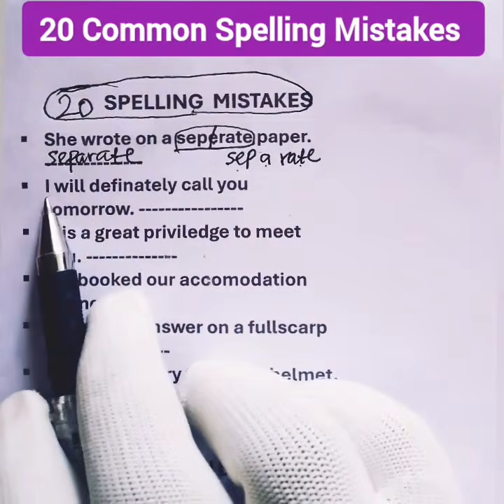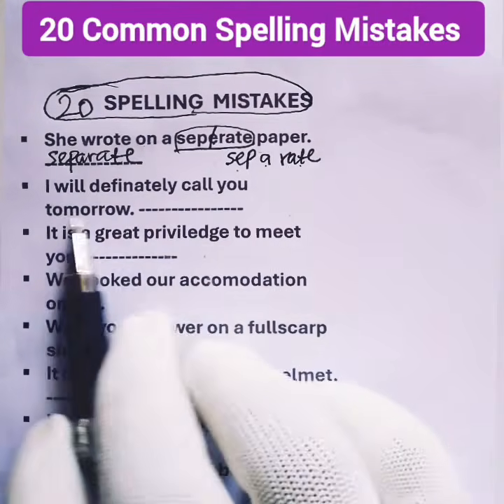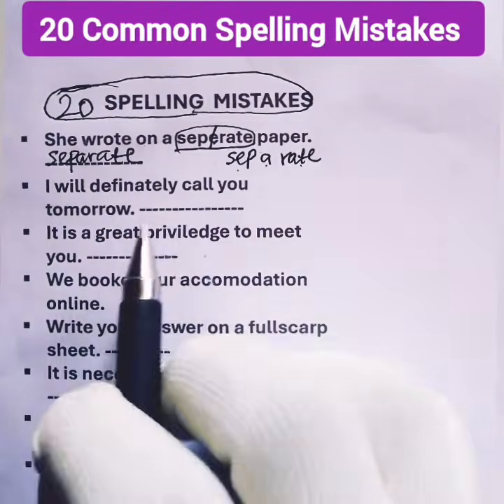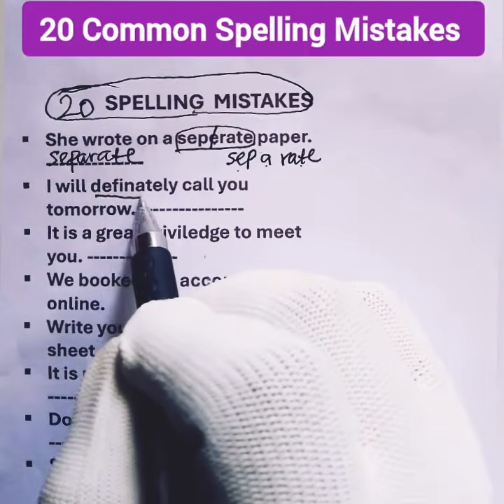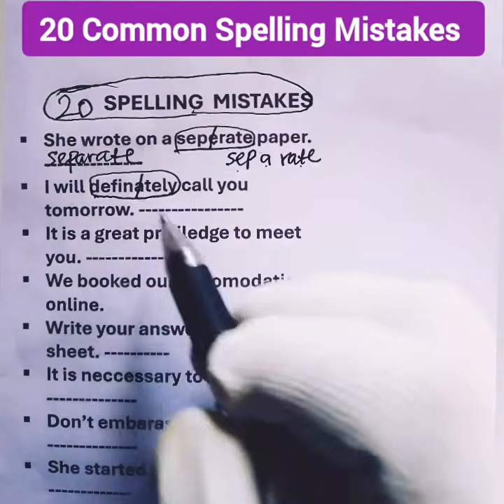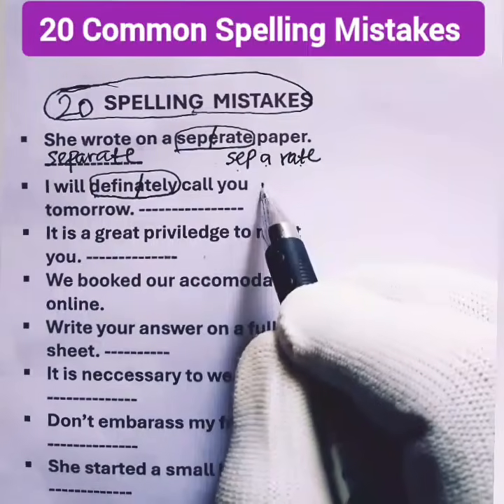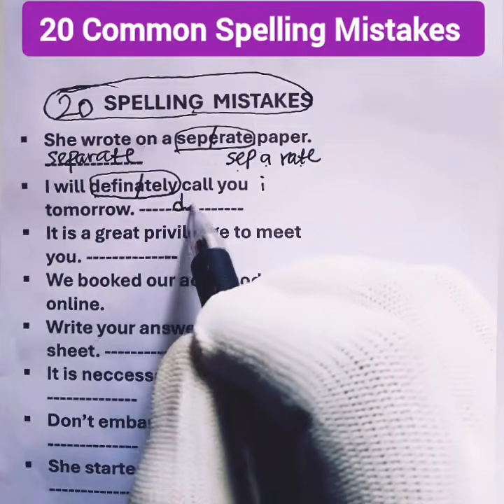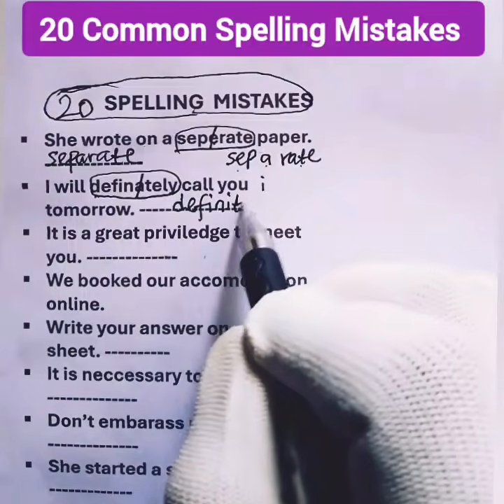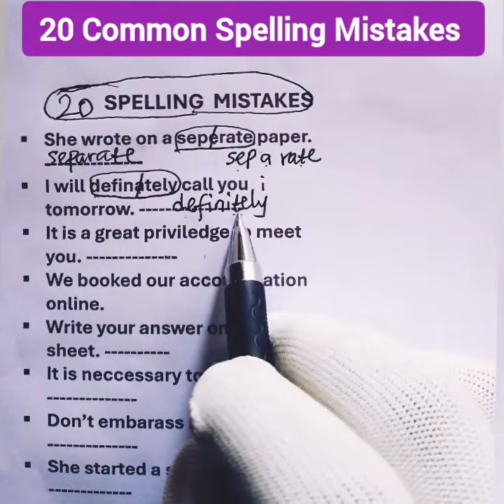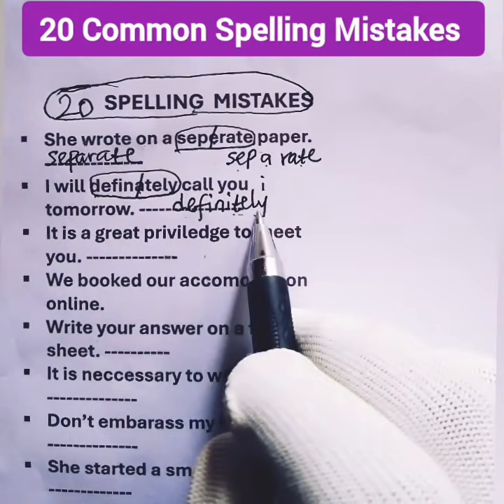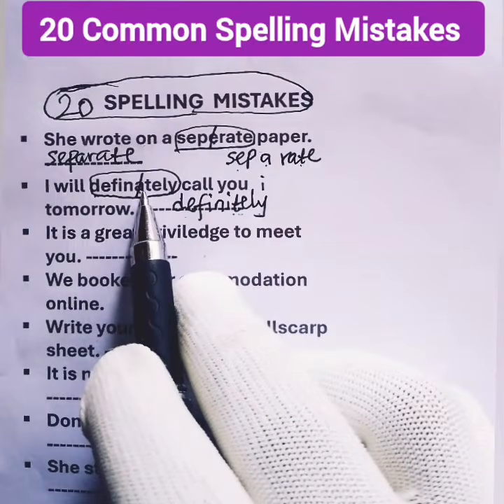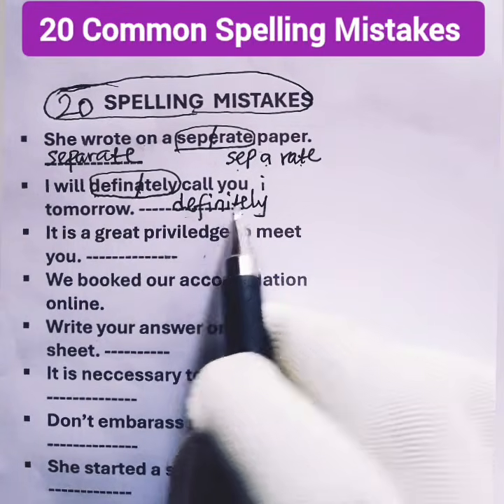Okay, next. I will definitely call you tomorrow. Which word is wrongly spelled here? Definitely. A is not supposed to be there. Instead, it should be I. So the correct spelling is, from the word definite, you get definitely. So never make the mistake of putting A here. It should be I. Okay?